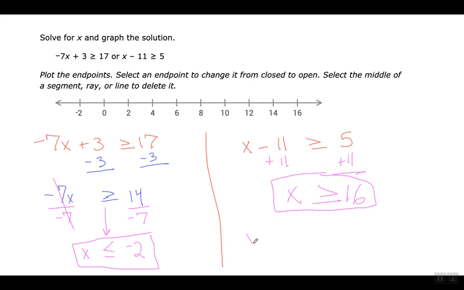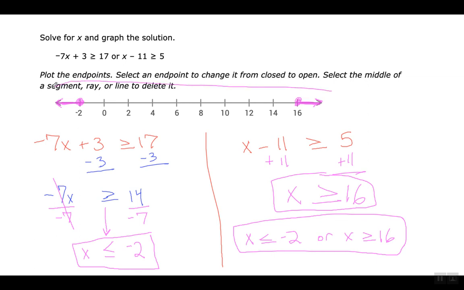Alright, so combined, my answer is x is less than or equal to negative 2 or x is greater than or equal to 16. And let me graph that. X is less than or equal to negative 2 or x is greater than or equal to 16. Okay, so there's my graph.